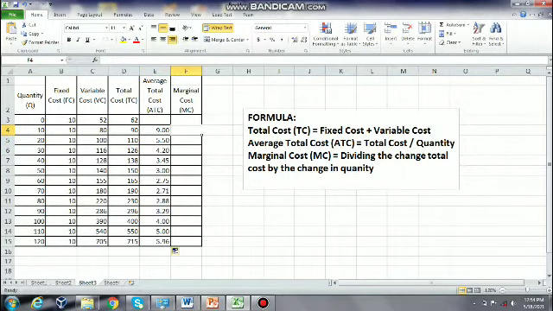Then, to compute the marginal cost, the MC, it is the change in total cost, 110 minus 90, divided by the change in quantity, 20 minus 10. So it's equal to, and the rest will follow.